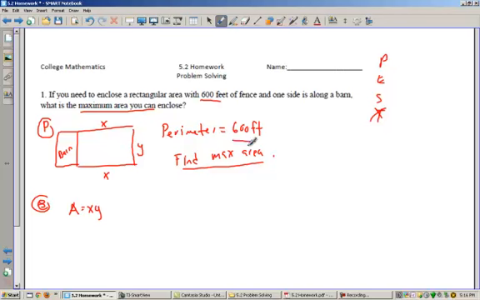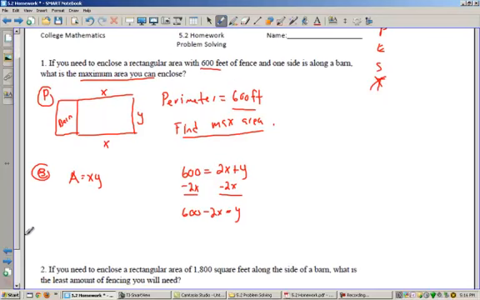But that's where the 600 comes into play. The 600 is the perimeter, so you just add up the sides. So I have X plus Y plus X, so two X's plus a Y, and then I can solve this for Y. I subtract 2x from both sides, and I get 600 minus 2x equals Y. What I simply do is plug this in for my Y, so A is equal to x times (600 minus 2x).